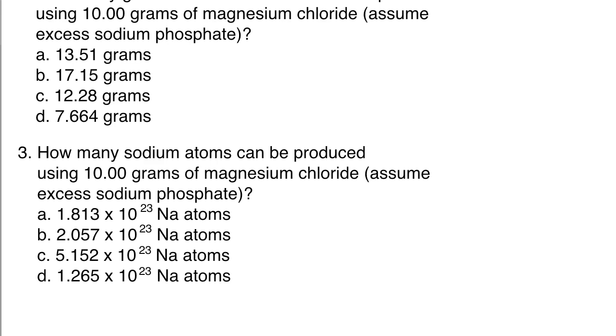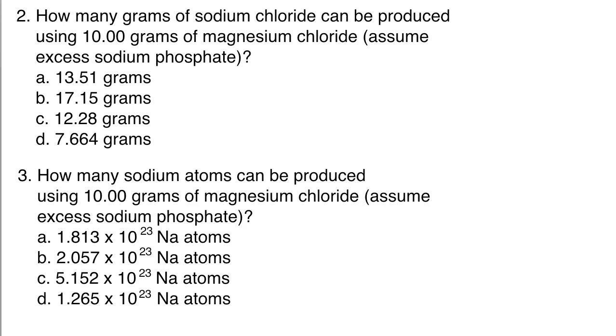And then number 3, similar, but this is actually going to tap into one of the previous lectures where we talked about atoms and molecules. How many sodium atoms, you could call them ions if they're in solution, can be produced using 10 grams of magnesium chloride? So similar type of question, but different in terms of what it wants. Up here, in number 2, we're looking for how many grams of sodium chloride can be produced. And in number 3, how many sodium atoms, the individual atoms of Na, can be produced using 10 grams of magnesium chloride. Again, assume that you have excess sodium phosphate.